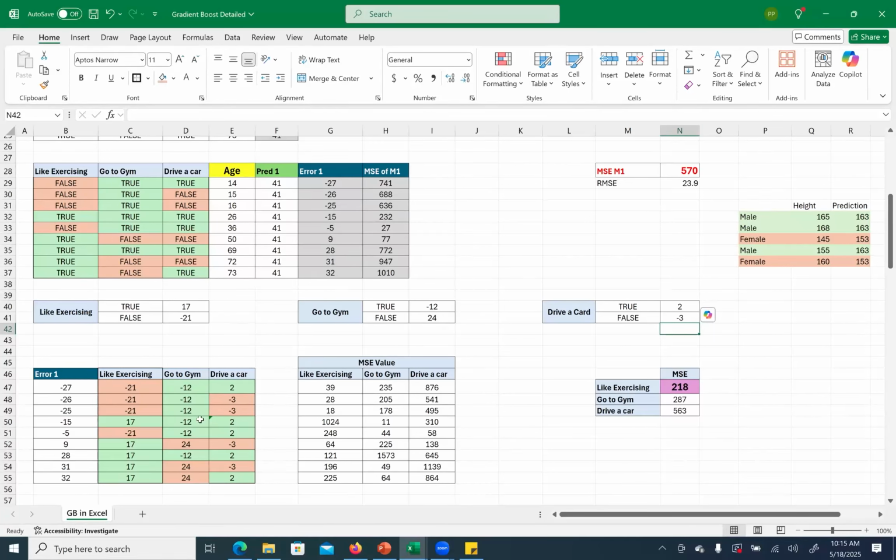Any questions so far till this point? How have we populated this table? It is taking the average of the Error 1 column. How do we calculate this Error 1? By taking the difference between our first prediction and the actual value.